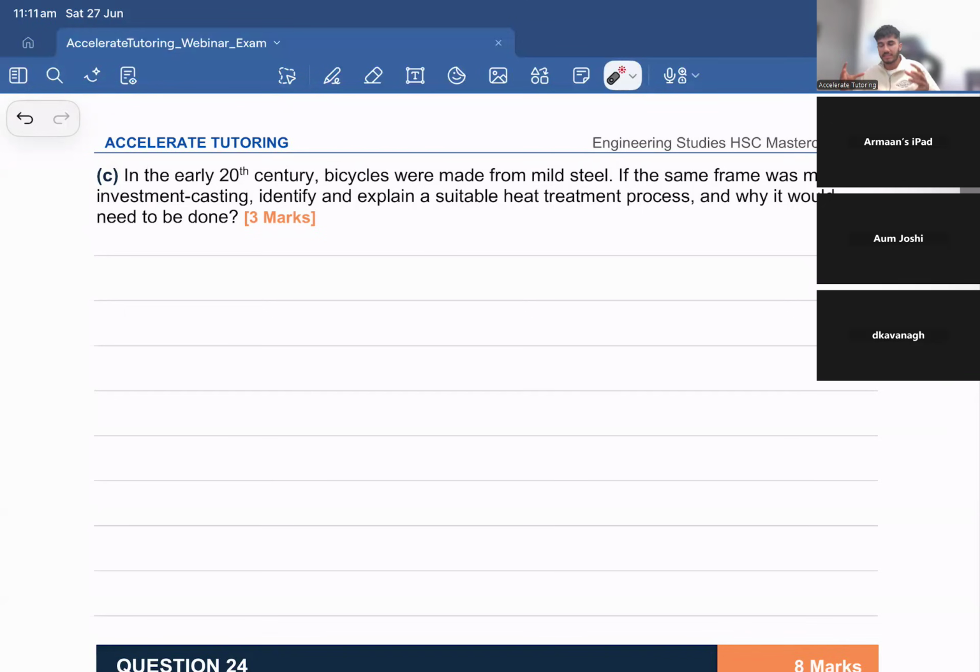So normalizing will allow all internal stresses to be removed. We then have a homogeneous structure, so there's even strength across the entire bicycle frame itself. And then air cooling is just part of the process. But yeah, your end result: high strength, high wear resistance, high fatigue resistance as well. That's exactly what you want for a bicycle. But yeah, 3 marks, excellent.